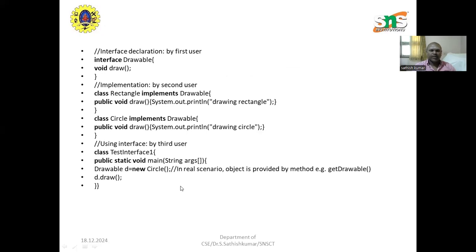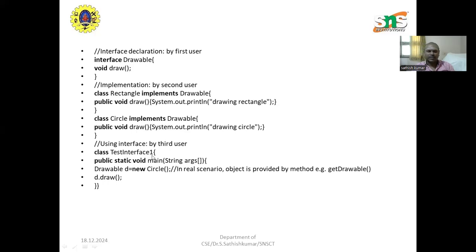Second example: interface Drawable, void draw. Then class Rectangle implements Drawable, and class Circle implements Drawable. So both classes implement the draw method. See this draw method in Rectangle: drawing rectangle will be printed. In Circle, drawing circle will be printed.